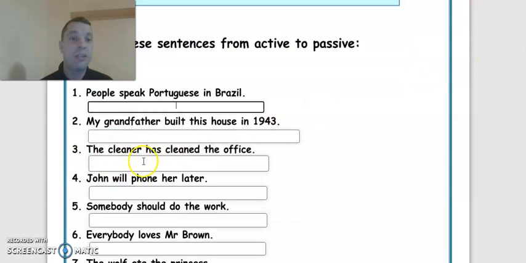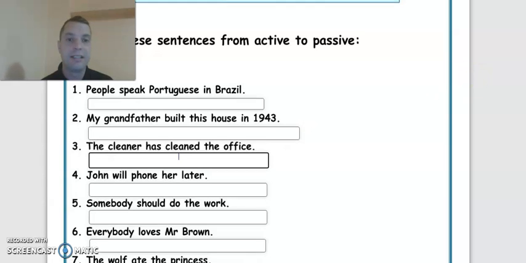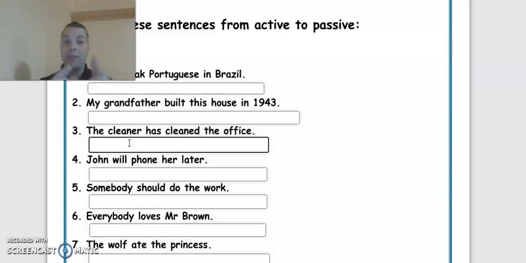And then on the worksheet you can have a go at completing your answers in the boxes. Let's just talk about number 3. The cleaner has cleaned the office. So we know the cleaner has done this, so it's active. If we change it to passive, what would you say? The subject, the office has been cleaned. The office has been cleaned. So it just changed. We don't know who's done it, but we know that the office has been cleaned.